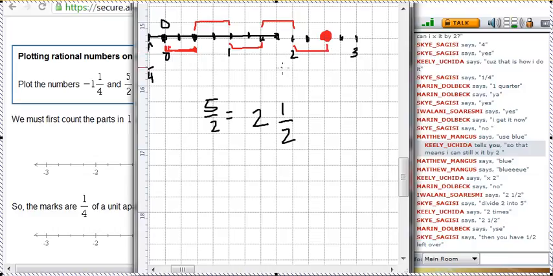And look, it just so happens that that dot is out at 2.5. It's right between the 2 and the 3, which is 2.5. Does that make sense to you? How are we doing with that?